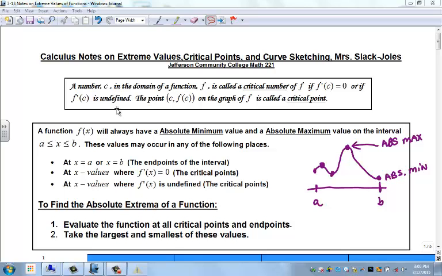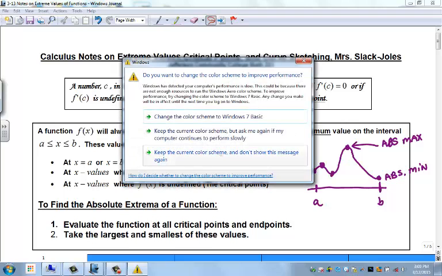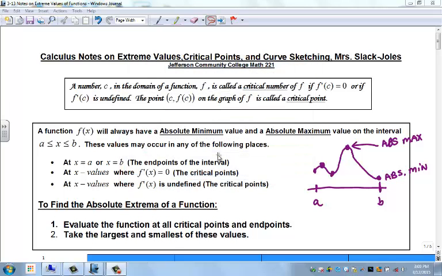And critical points on a graph of a function are places where the graph has either a top, a maximum, or a bottom, a minimum, or a vertical tangent line. Okay, so those three things, or it can also have like a little plateau. It's a place where the slope is 0, basically.